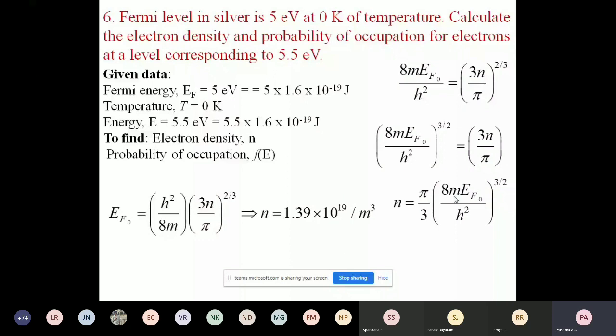And using this equation, if you calculate, m must be mass of electron, as I mentioned, it is 9.1 into 10 power minus 31 kg. h is the Planck's constant, whose value is 6.625 into 10 power minus 34 joule second. That value has to be substituted and n will be estimated.